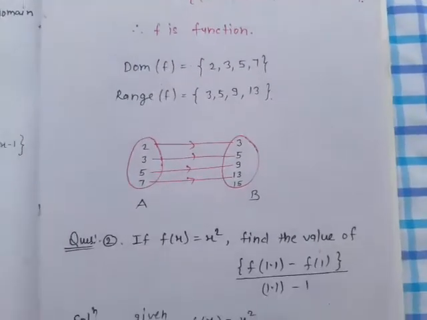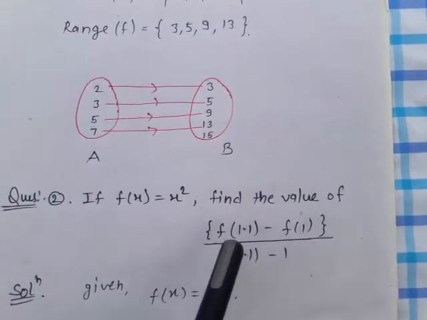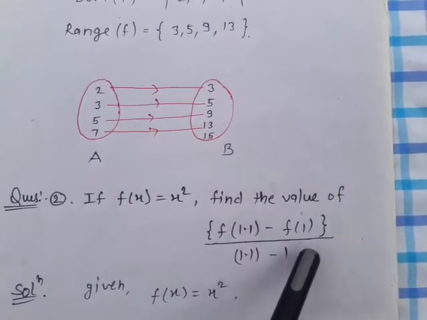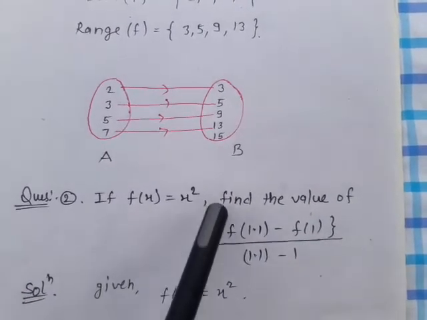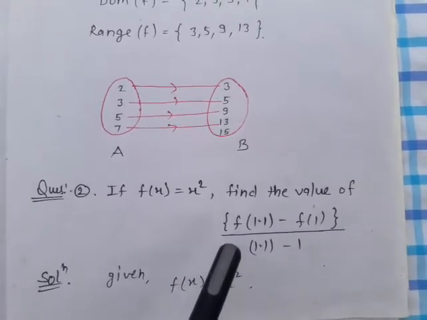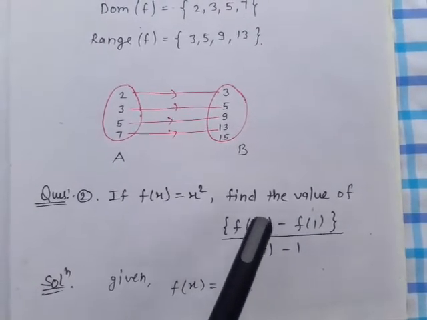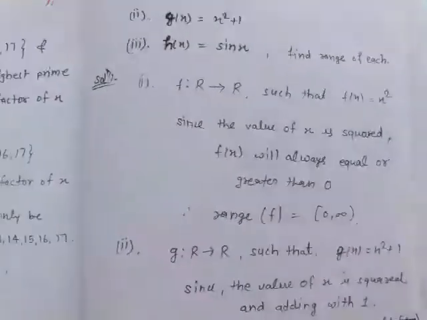Now we move to the next question. If f(x) = x², find the value of (f(1.1) - f(1)) / (1.1 - 1). Given f(x) equal to this, find the value of this. Now here, given f(x) = x², first we find the value of f(1.1) and f(1). For solving this we get a pattern.